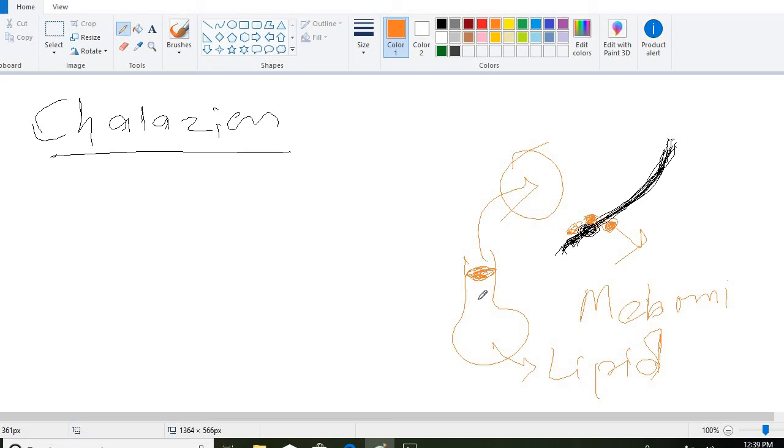Now clinical features. It is more common in the upper eyelid because the number of meibomian glands is greater in the upper eyelid. Suppose this is the upper eyelid and this one is the lower eyelid, and this is the cornea, this is the eye. In the upper eyelid there are more meibomian glands, which causes development of chalazion in the upper eyelid. Patients mostly complain of chalazion in the upper eyelid only. It is characterized by gradual painless swelling.